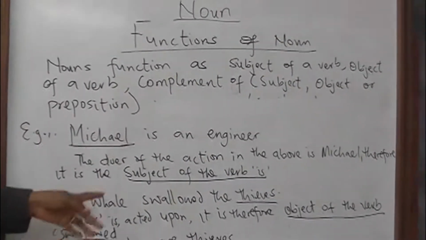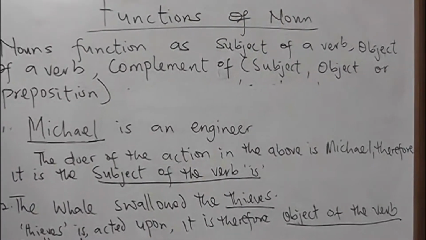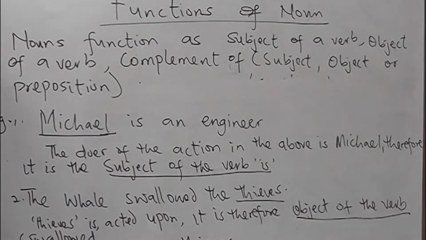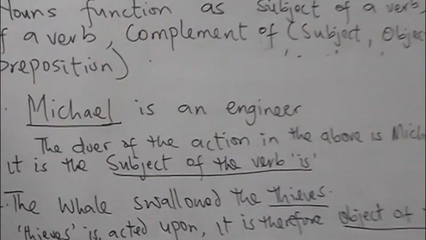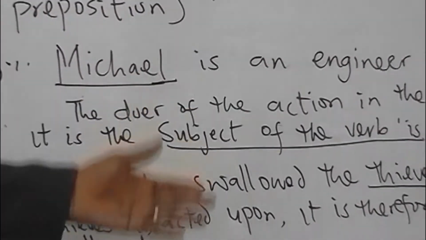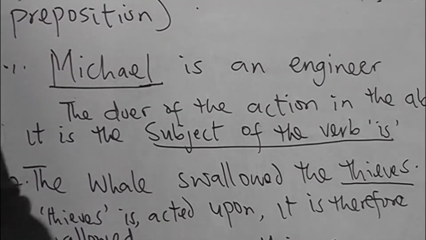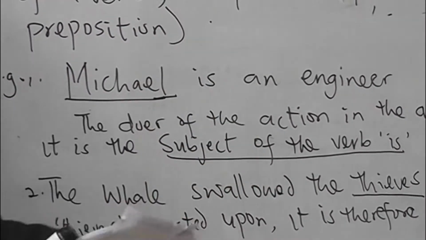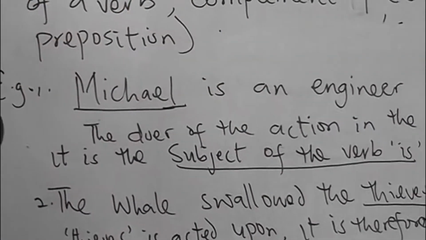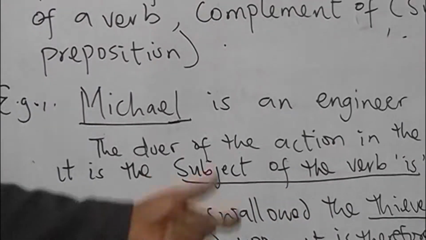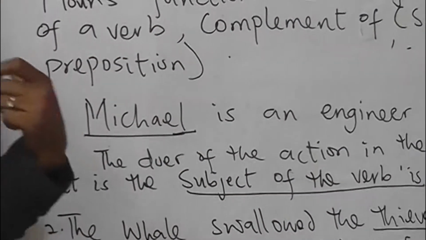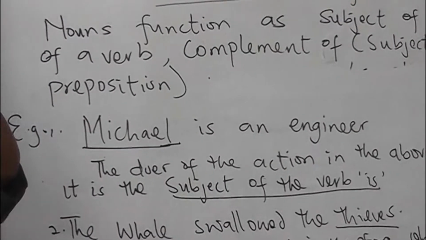The second one, the way swallow the thieves. The way is the performer of the action there. But our focus is not on the way. I underline the thieves. What did the way swallow? Swallow the thieves. The action is now performed on the thieves. So the thieves I underline here is the object, the recipient of the action performed by the way.